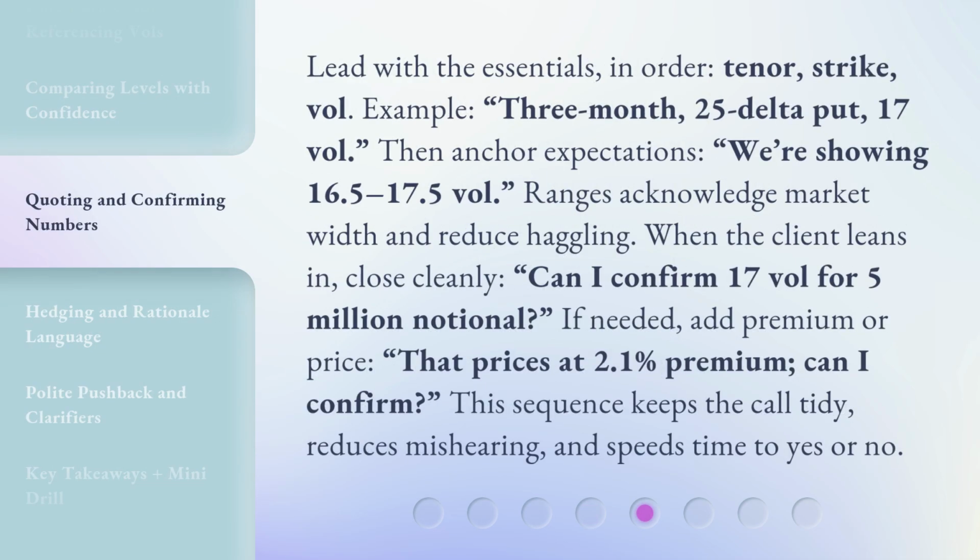Lead with the essentials in order: tenor, strike, volume. Example: 3-month, 25 delta put, 17 volume. Then anchor expectations. We're showing 16.5 to 17.5 volume. Ranges acknowledge market width and reduce haggling.